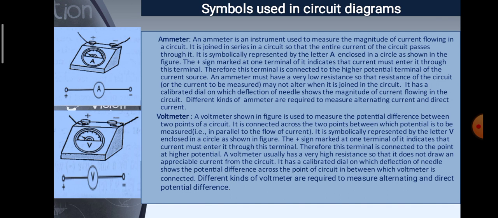An ammeter must have a very low resistance so that the resistance of the circuit may not alter when it is joined in the circuit.